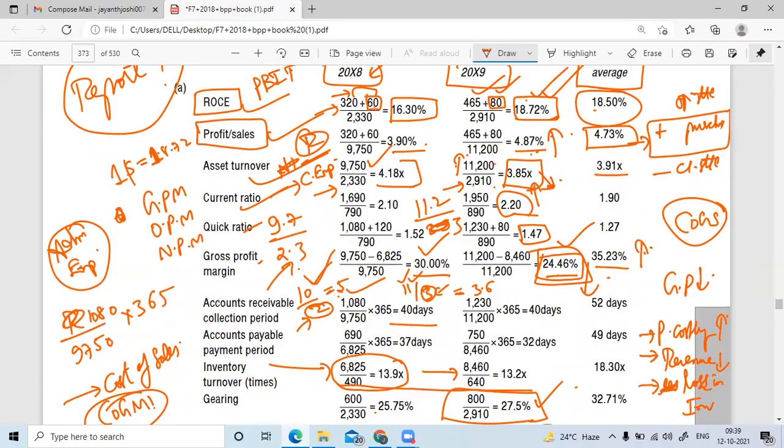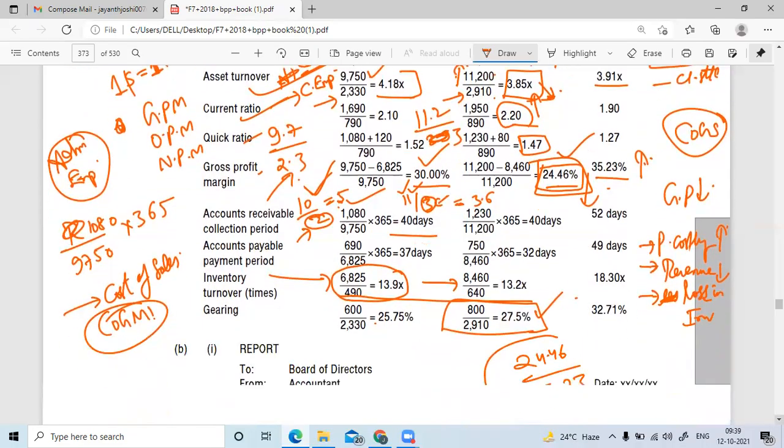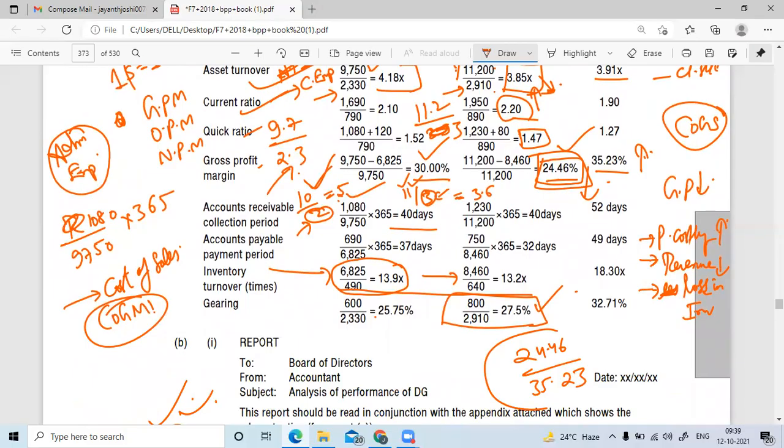Okay, fairly good. We can adjust with this company. Gross profit margin we have discussed. Account receivable, fine, there is no change. Better than industry average. They are taking very less days to collect their money. Here, in fact, they are taking very less time to even pay the money. Better than industry average. They can get good discounts in the future. They can maintain good rapport with their suppliers.